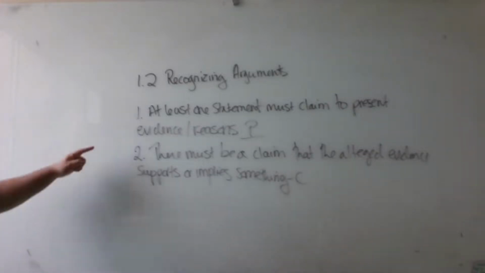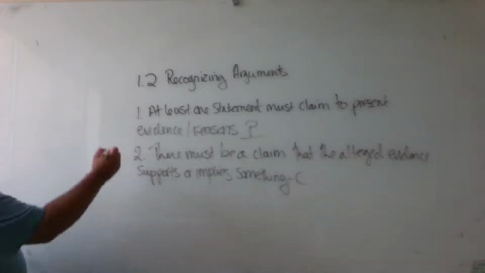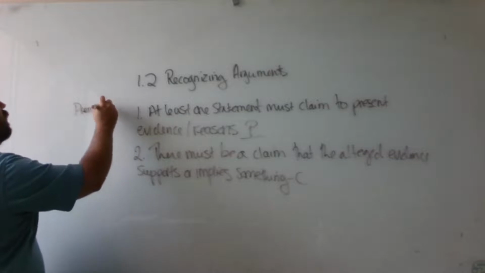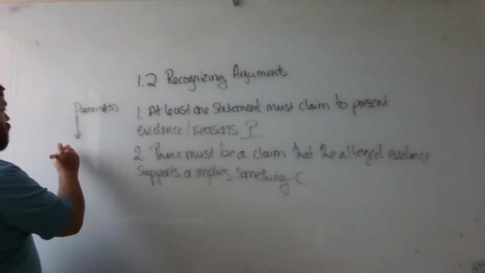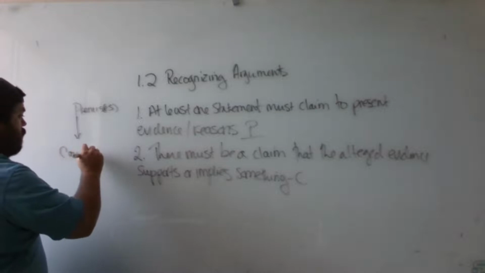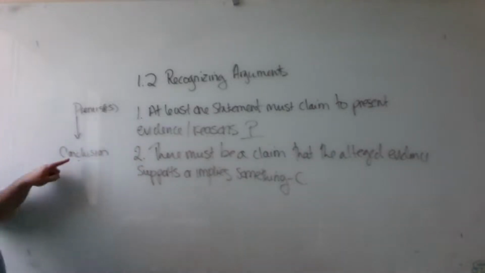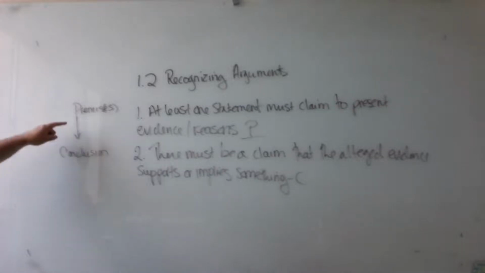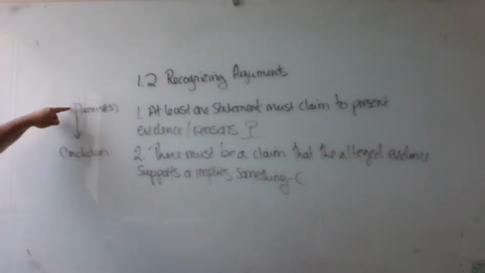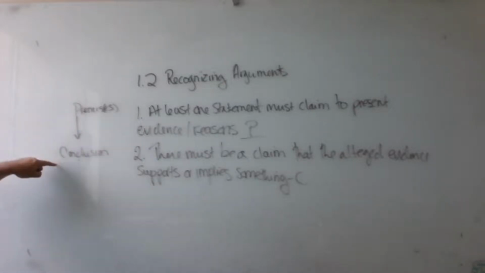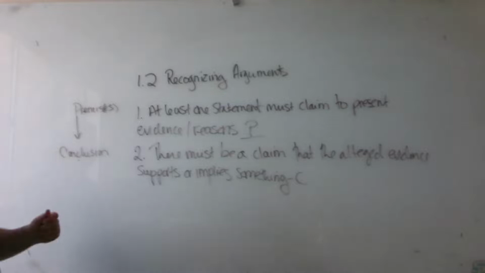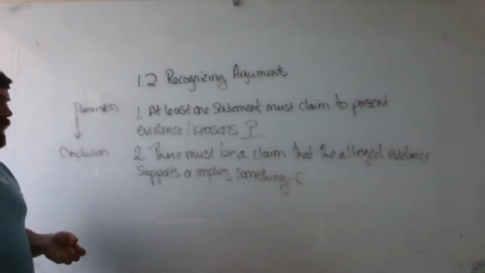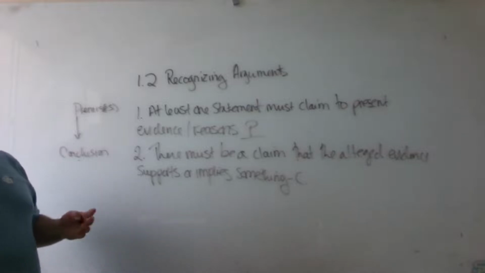Now remember, between 1 and 2, I always draw premise / premises, right, with an arrow going down to the conclusion, right? The conclusion is the implied something, right? The statement that's supported by the evidence listed inside the premises. And the premises are statements that support the conclusion. Notice these two elements must be present in a particular passage, right?